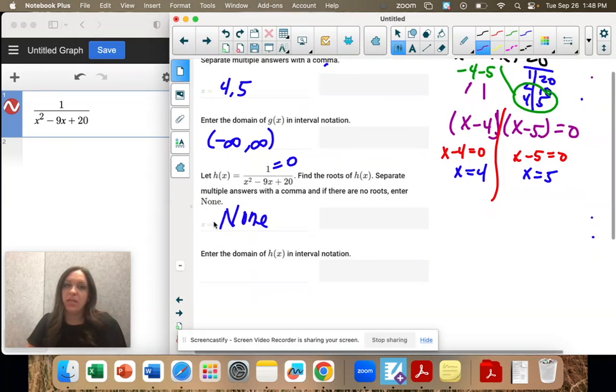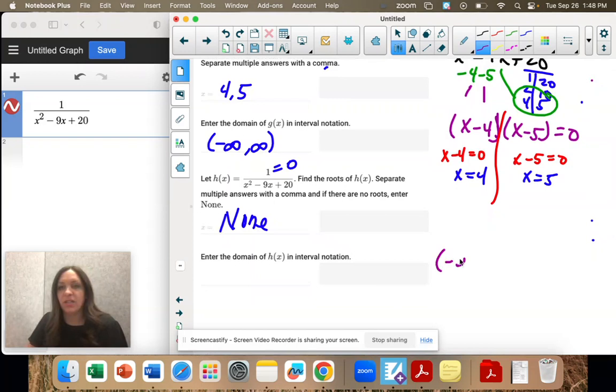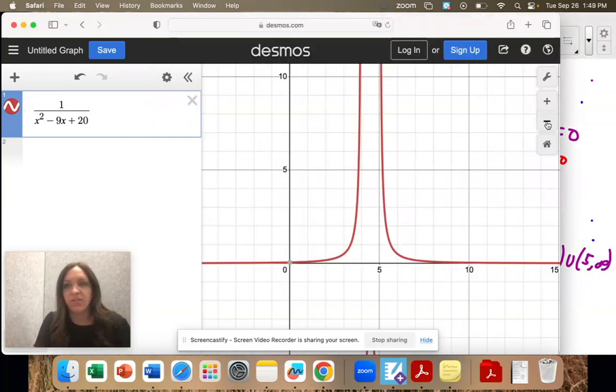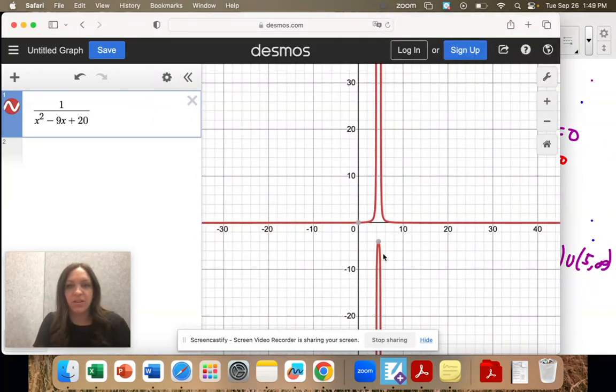So our domain is going to go from -infinity to our first asymptote 4, and then a break from 4 to 5, and then 5 to infinity. And it's hard to see on this graph, but I bet if I zoom out, see, there's the other line. So see how I have 3 chunks of lines? That means there's going to be 3 chunks of domain.